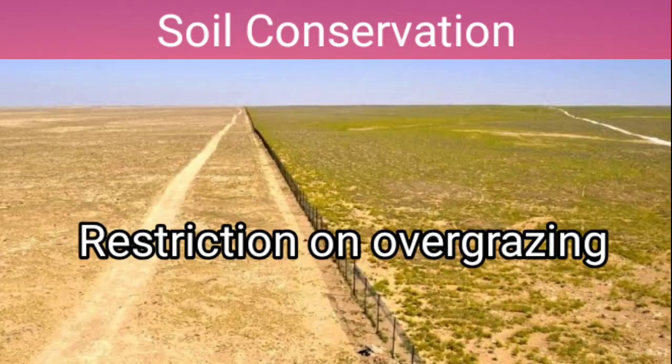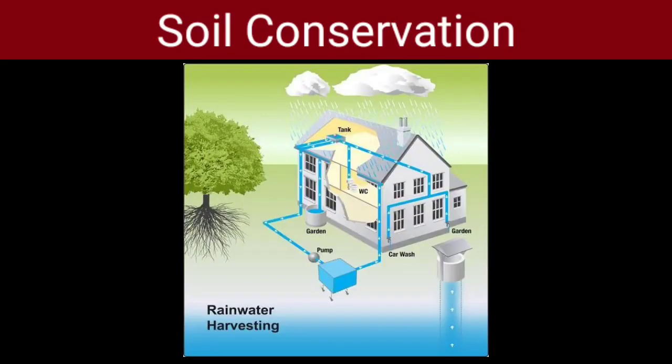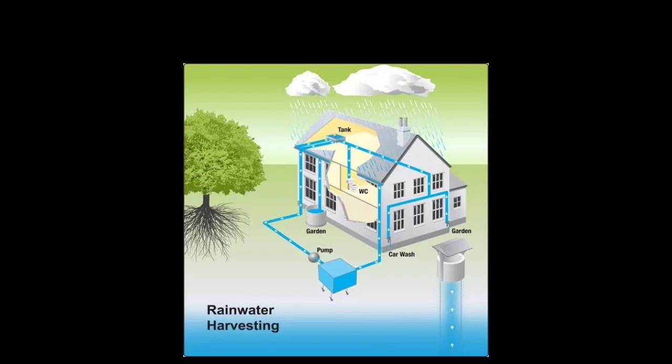We should follow a more scientific way of rearing animals, like rearing the cattle in different seasons in different areas, which can also protect the soil. Rainwater harvesting is also one of the techniques through which we can reduce the surface runoff, and if the surface runoff is reduced, we can also control soil erosion. So these are a few ways through which we can conserve soil.